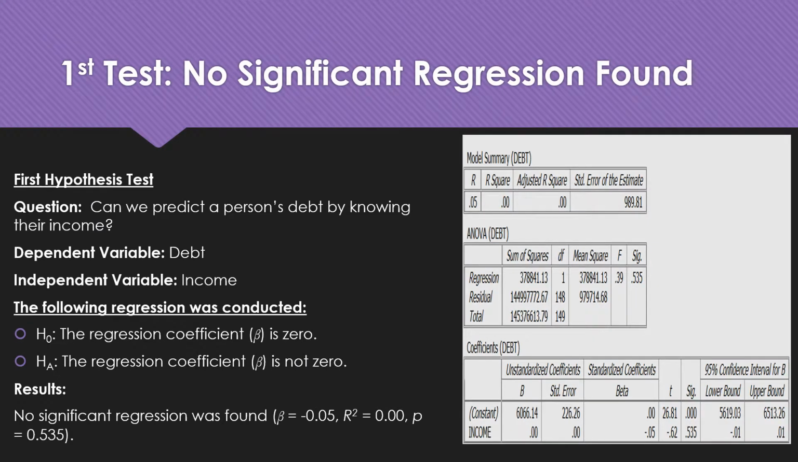The first test, we found no significant regression, so a strength test is not needed here. The question was, can we predict a person's debt by knowing their income? With the dependent variable as debt, the independent variable as income. So again, no significant regression was found. Beta was negative 0.05, R squared 0.00, and P had a value of 0.535.